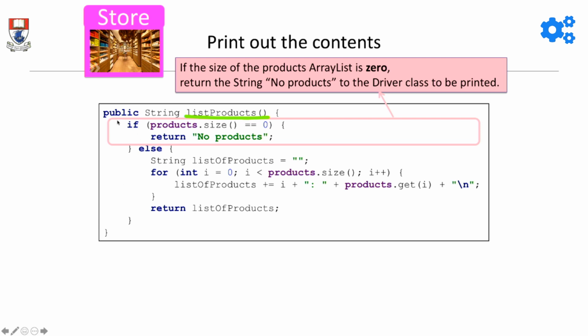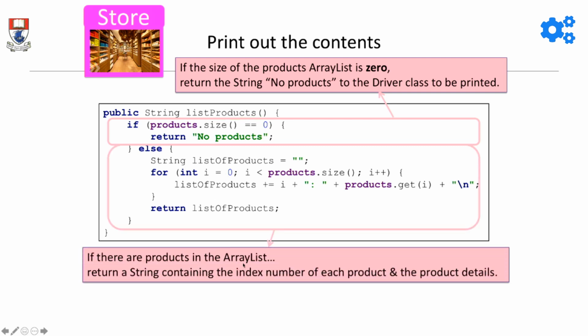And we implement that using this first box. If products.size equals 0, return the string no products. Strings, remember, in double quotes. Else, if there are products in the array list, we want to return a string containing the index number of each product and the product details. So let's step through that. So we have our else statement. We have the list of products is initially set up to be an empty string. This variable here, list of products, is also the name of the method.